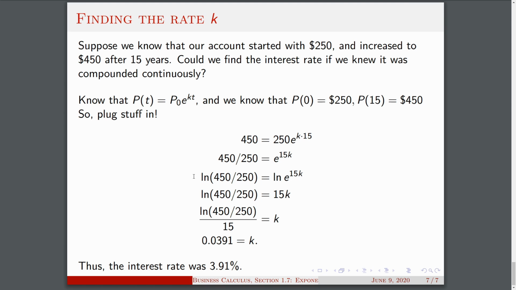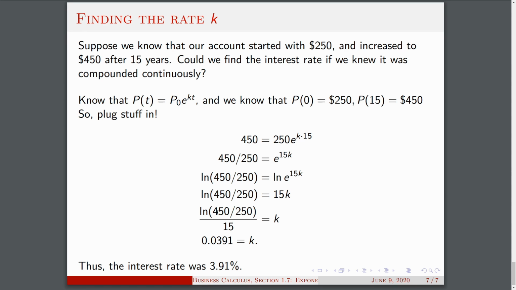I'll take ln of both sides. The whole point is that that allows my exponent to come out in front. The ln of e disappears because that is 1, and 1 times anything is the anything, which in this case is 15k. And then I will divide by 15 on both sides, and I get this, and that is k. I have not done any rounding or any calculator work until this point. I did all the algebra, and now in one step I will enter this into my calculator, and what I will get is 0.0391.